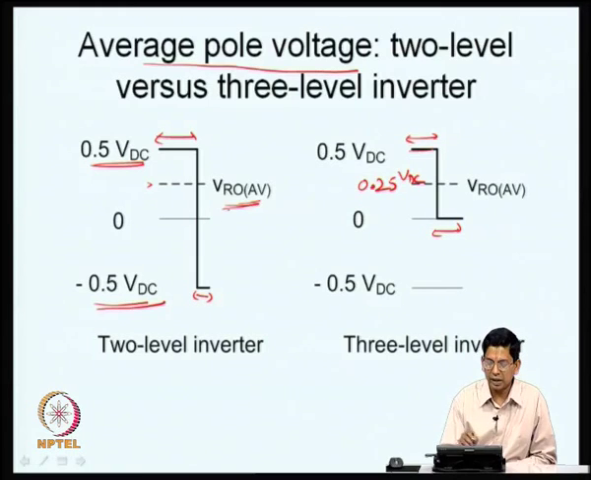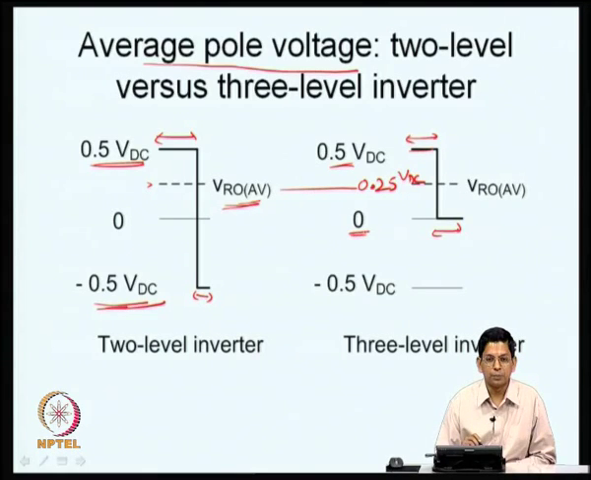So, you are once again getting the same average value. This average value is the same in the two cases, but what is different? The instantaneous applied voltages are different. How are they different? Here it is plus 0.5 VDC and minus 0.5 VDC in a 2 level case, whereas in a 3 level case it is plus 0.5 VDC and 0.